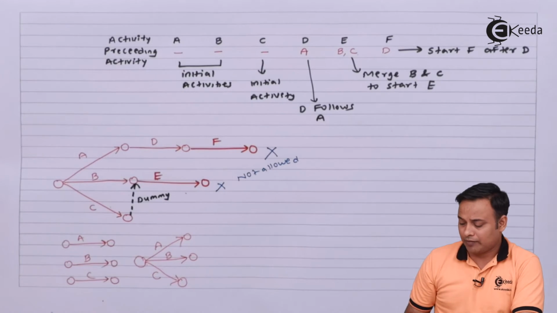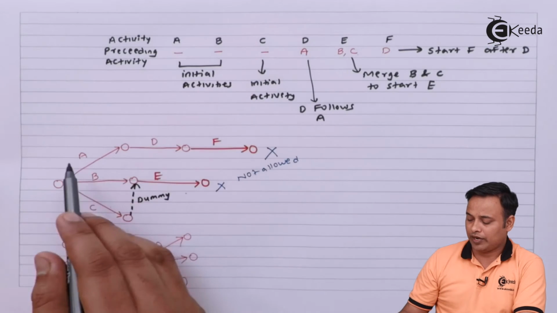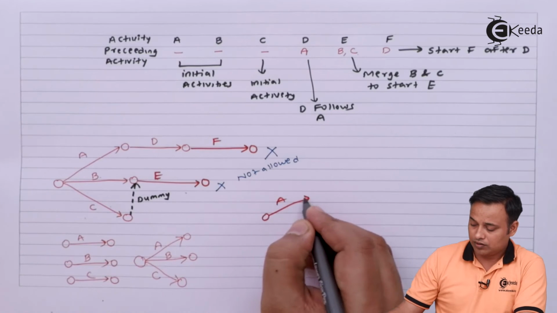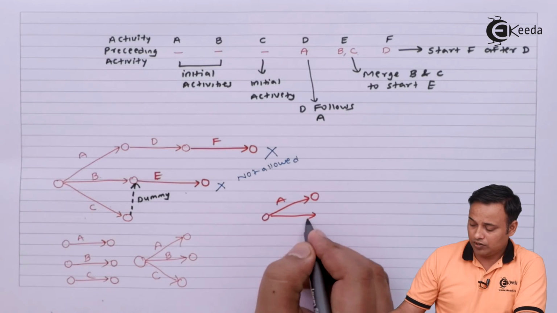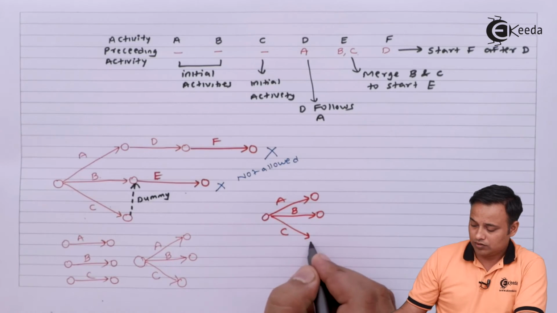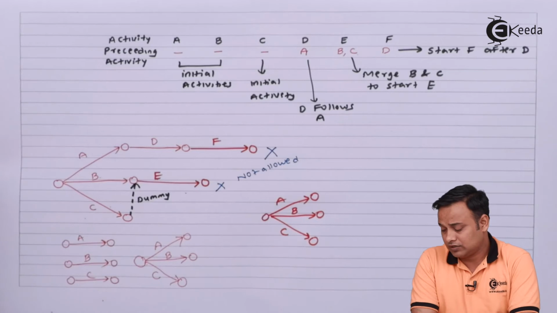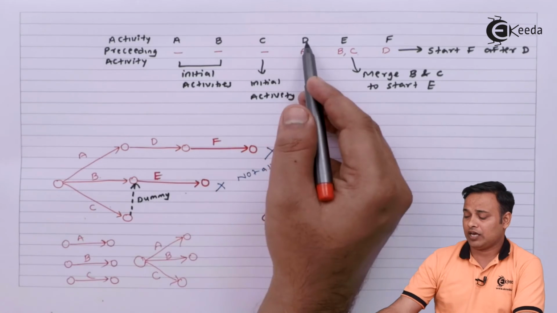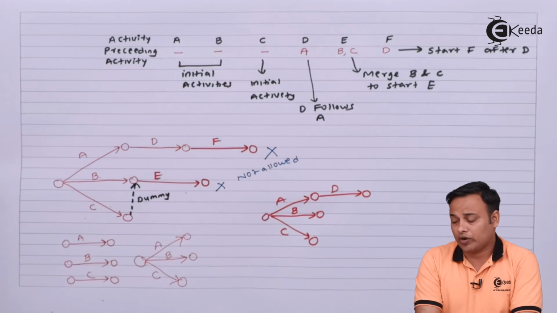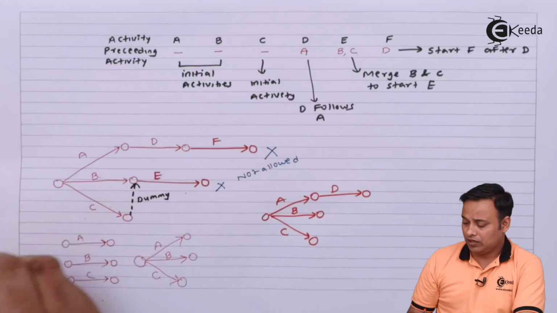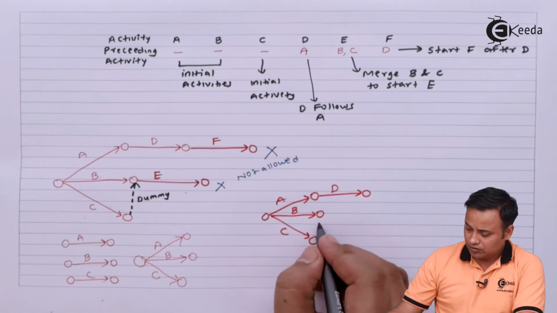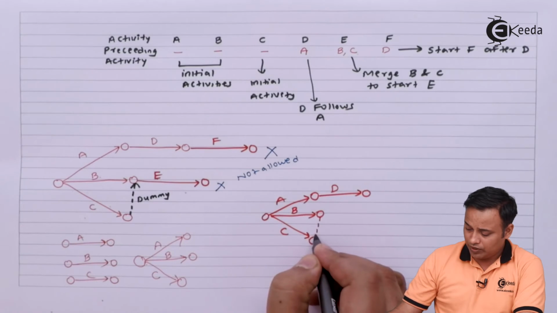So let's redraw the diagram again. A, B and C are my initial activities. So here is my A, B and C as the initial activities. Then I can start with D after A. I need to join B and C to start with E, but because B and C have the common tail, they can't be joined directly. So we put down a dummy here.